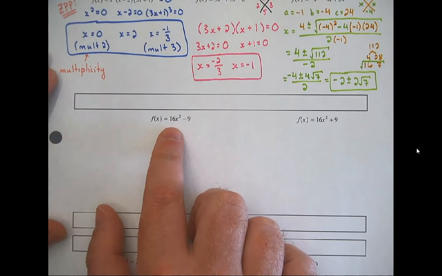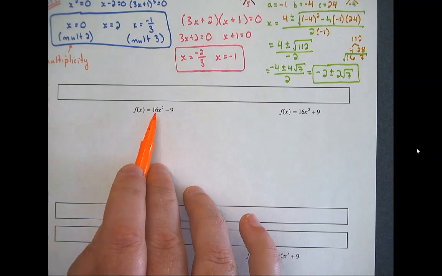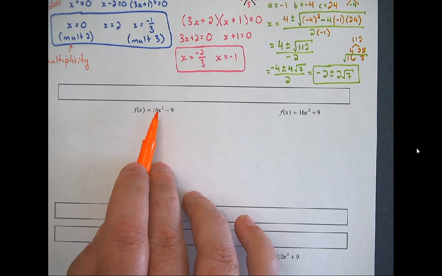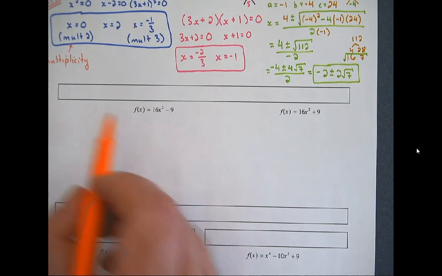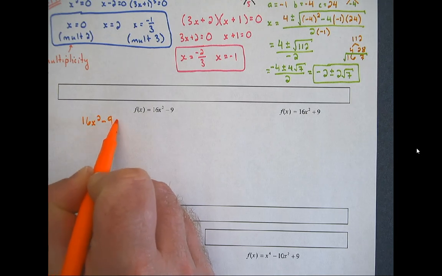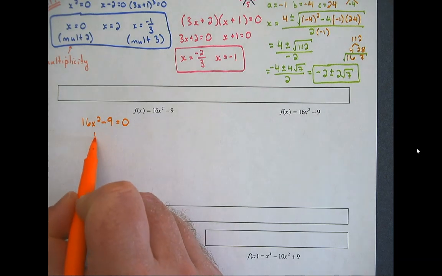Okay, this next one, there are 2 ways to do this. I'm going to show you both ways, and you can choose whichever way you want to do. As I look at this, I notice that there's only one kind of x. So when I ZPP this, if I take 16x squared minus 9 and I set it equal to 0, I can just solve like I did back in Algebra 1. Who's farthest away from x on the same side? Minus 9.